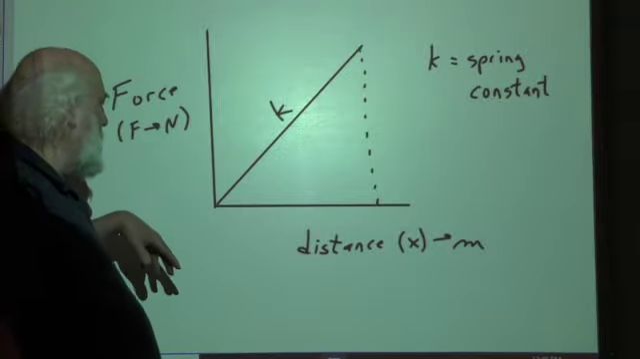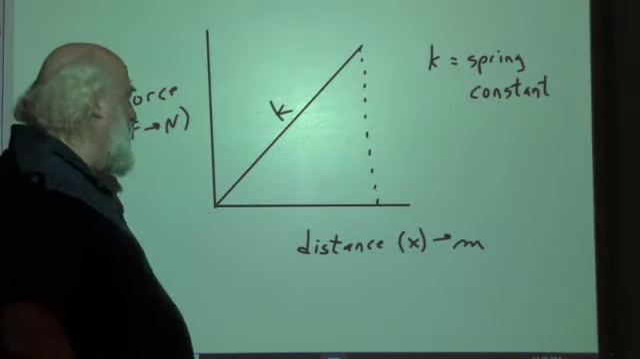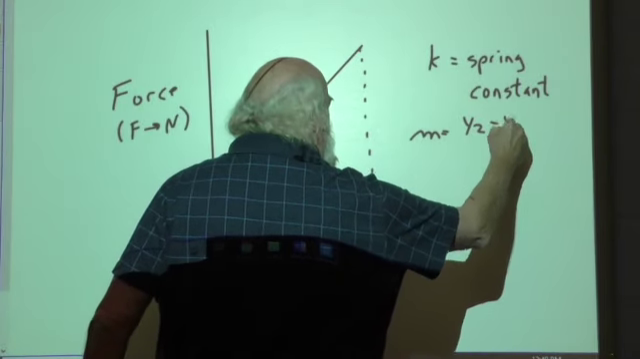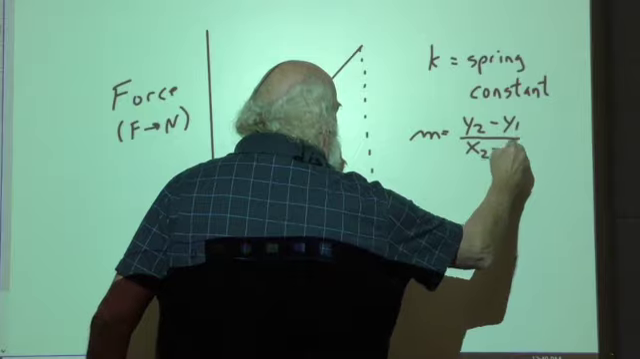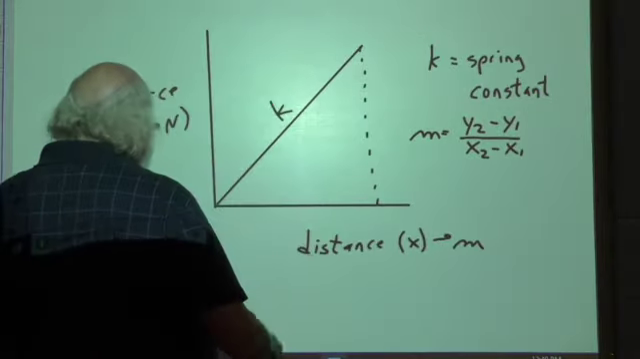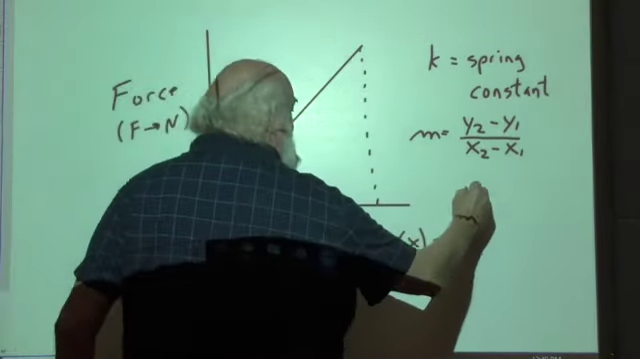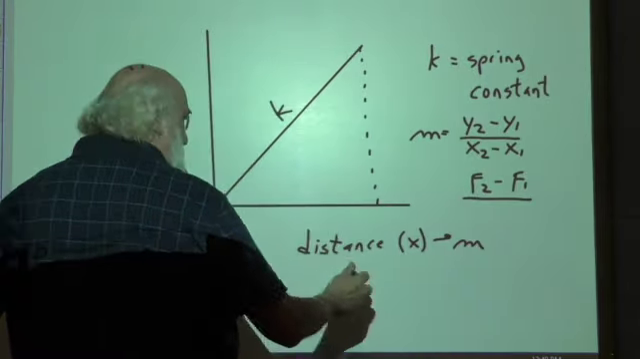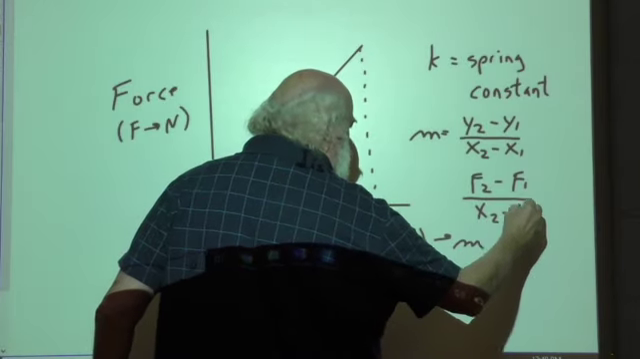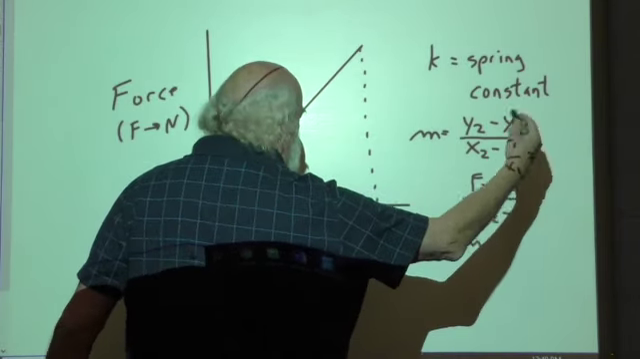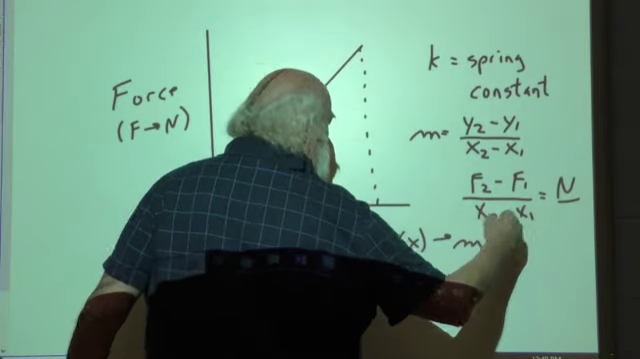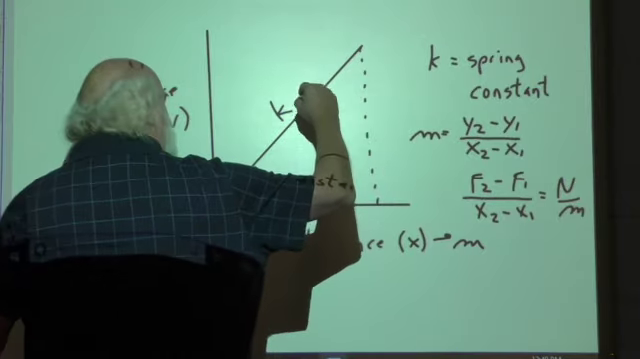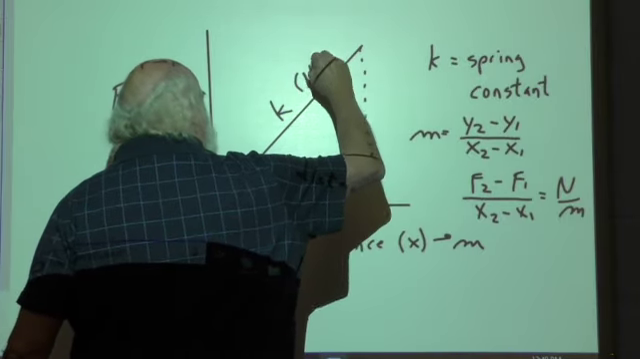If you take a look here, if you were to find the slope, this is y2 minus y1 over x2 minus x1. Well, y is force, so this is F2 minus F1, and then the distance is x2 minus x1. F2 minus F1 is measured in newtons, and x2 minus x1 is measured in meters. So the label for this is going to be newtons per meter.